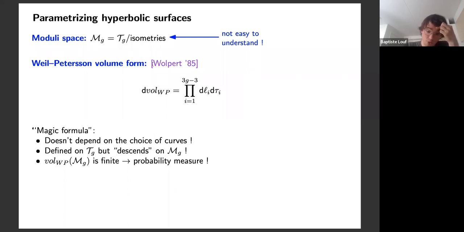He showed that we can express a certain volume form called the Weil-Petersson volume form. Just, oh, is there a question?